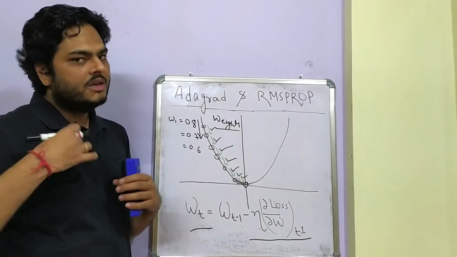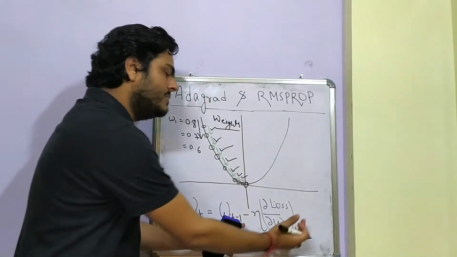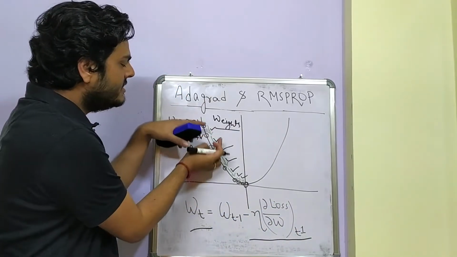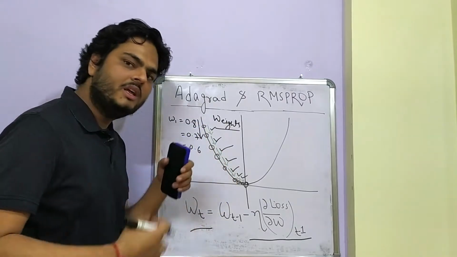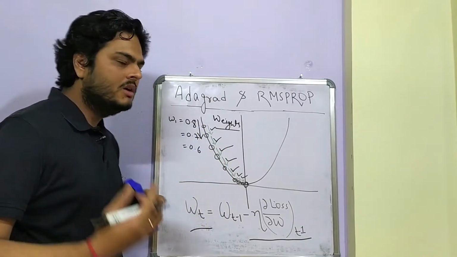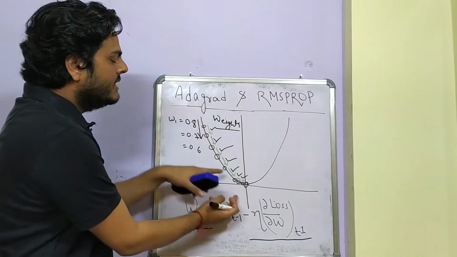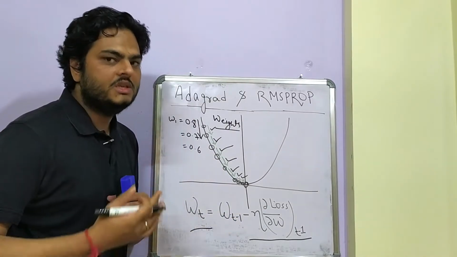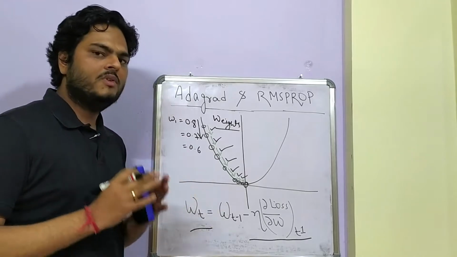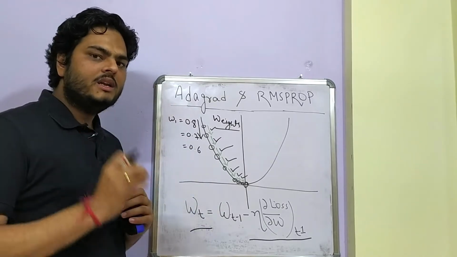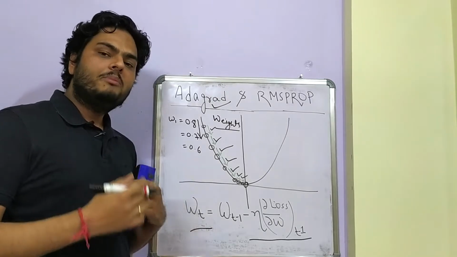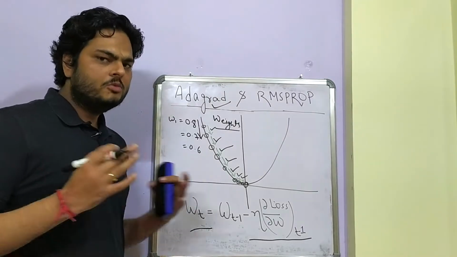But is there a way we can tune this parameter so that our objective of varying the step size, meaning a bigger step size here and a smaller step size here, is achieved? That is what we will learn in this video, and the technique is known as ADAGRAD, which stands for adaptive gradient.